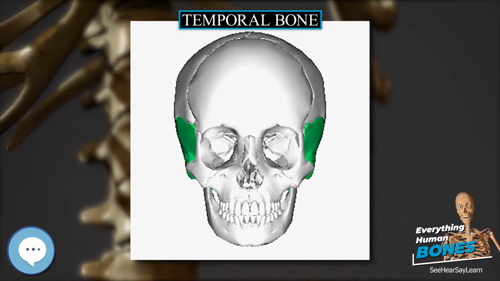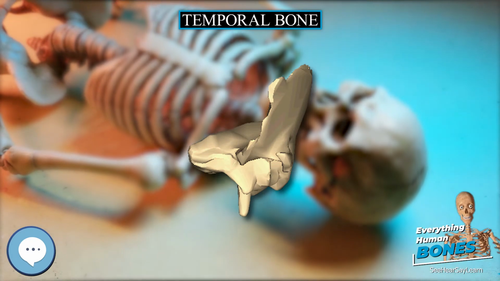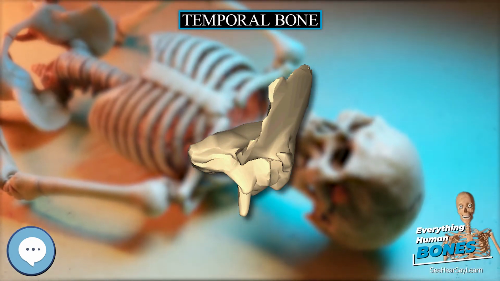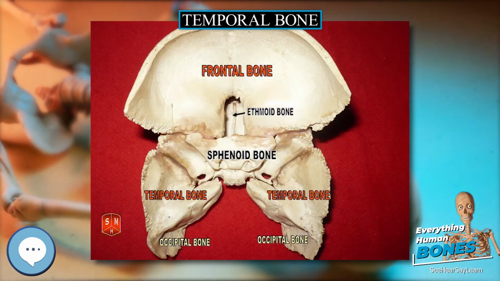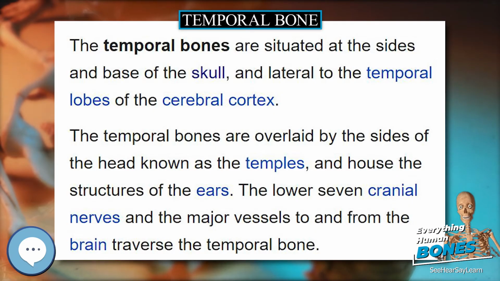Fused with the squamous and mastoid parts and between the sphenoid and occipital bones lies the petrous part, which is shaped like a pyramid. The tympanic part is relatively small and lies inferior to the squamous part, anterior to the mastoid part, and superior to the styloid process.